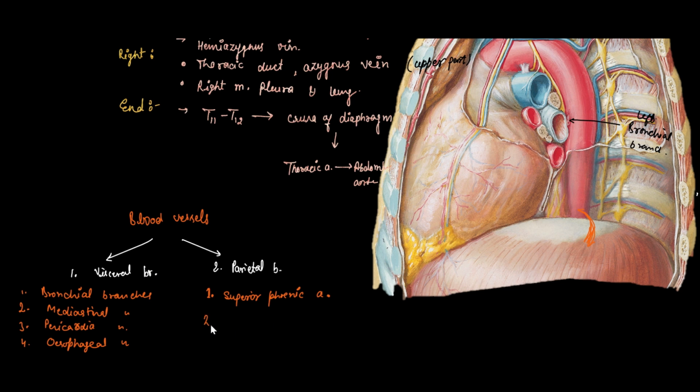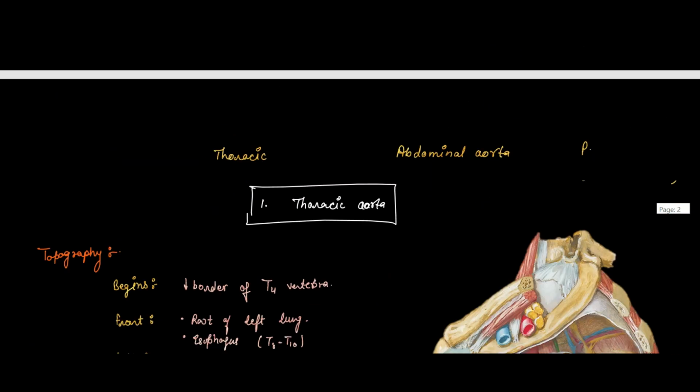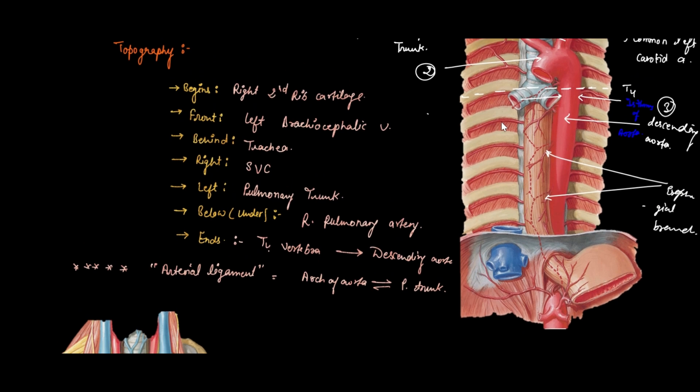Okay, and the second one here comes the posterior intercostal arteries, from the third thoracic level to the 11th thoracic level. Okay, so these branches from T3 to T11 get separated from the aorta. And these posterior intercostal arteries can be clearly seen in the above picture shown here. You can see these are the posterior intercostal arteries separating from the descending thoracic aorta. So now let's move towards the abdominal aorta.